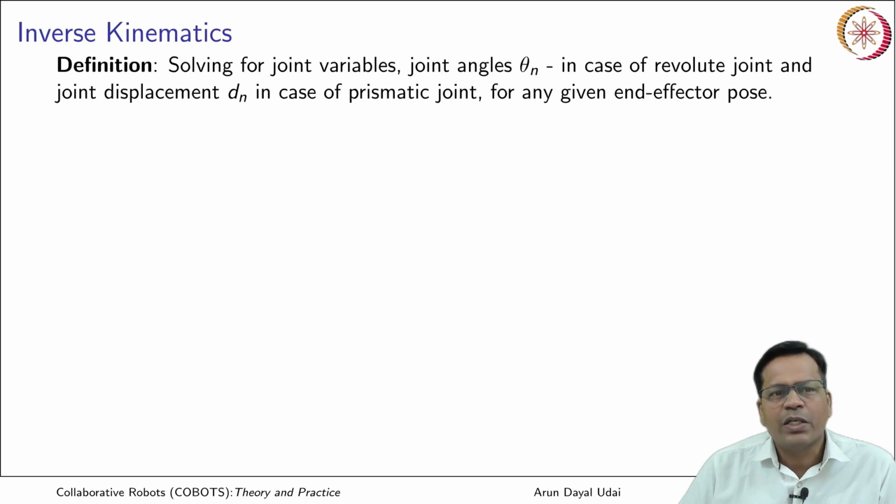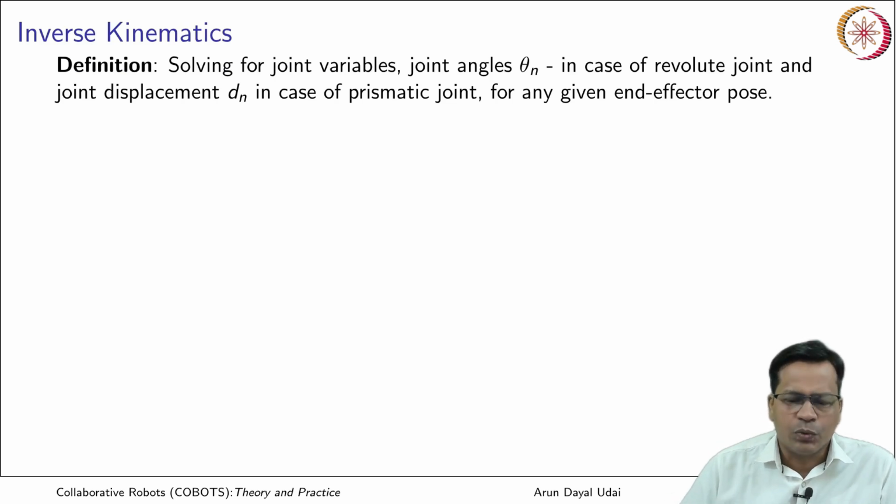So what is an inverse kinematics? Solving for joint variables, that is the joint angle in case of revolute joint robot and joint displacement in case of prismatic joints of a robot for any given end effector pose.